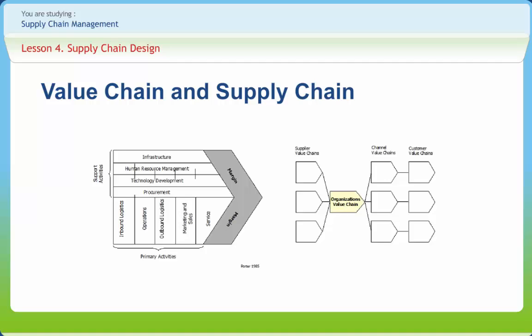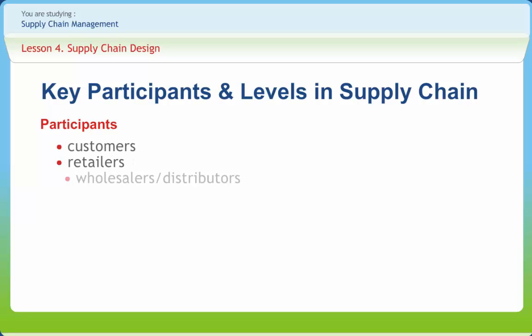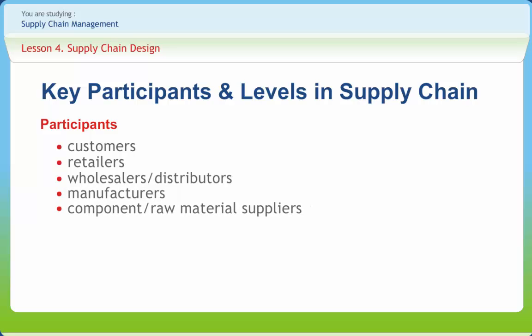Thus, a successful design requires a high degree of functional and organizational integration. Supply chain performance improves if all value chains increase total supply chain profits. Here, the first figure shows a value chain as shown by Porter, and the second one shows supply chain and how it links various value chains. We know that supply chain participants include customers, retailers, wholesalers or distributors, manufacturers, and component or raw material suppliers.